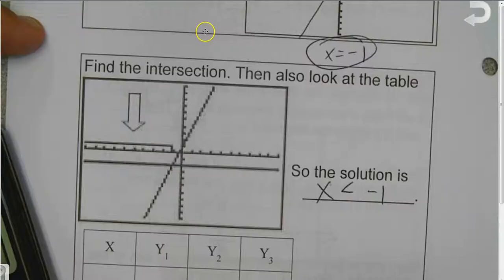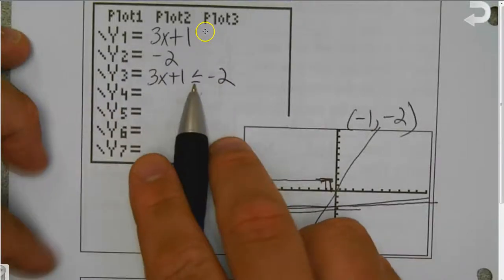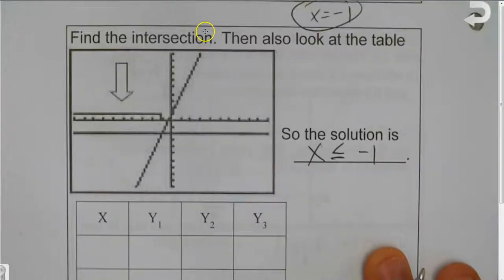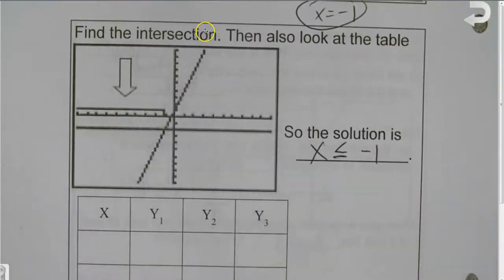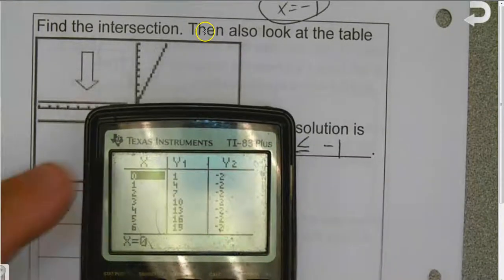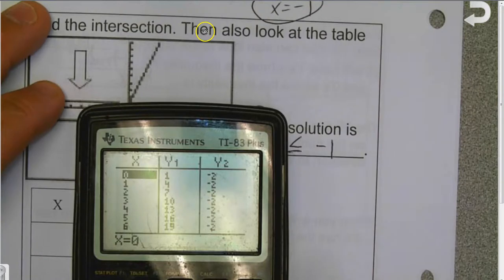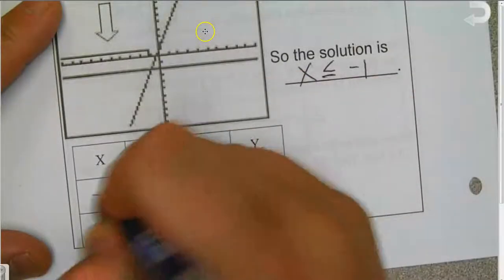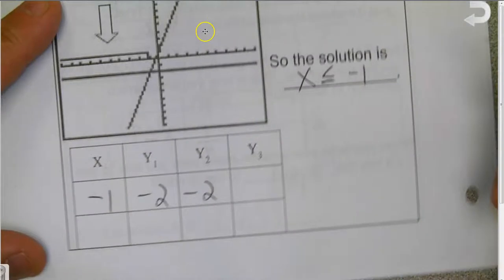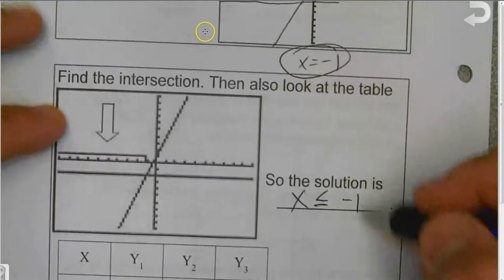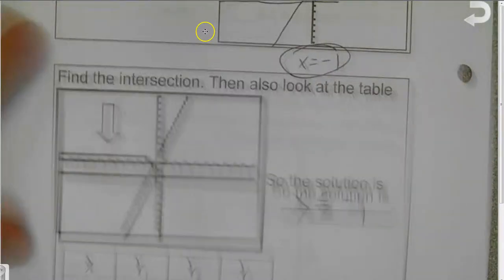Now let's look at our original problem. It also had an equal to bar. So our answer also has to have an equal to bar. Okay? And so let's go ahead and look at the table real quick. Notice how, again, everything's negative 2. So I've got to find where negative 2 is at. And there it is. Negative 1, negative 2, negative 2. And if we went over to y3, we would notice that it said 0. Okay? So again, our solution is x is less than or equal to negative 1.